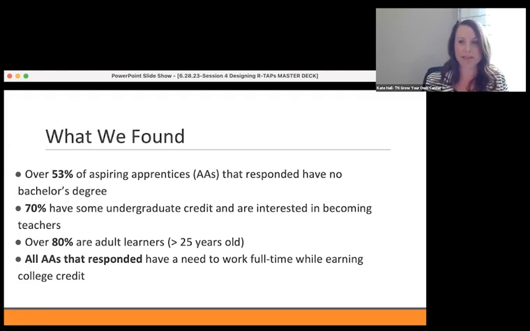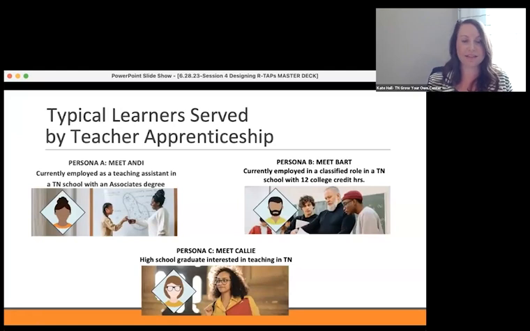53% of our aspiring apprentices in Tennessee do not have their bachelor's degree. 70% of aspiring apprentices have some undergraduate credit and still are interested in becoming teachers. Over 80% are what we classify as adult learners, so greater than 25 years of age. And every single aspiring apprentice that filled out our interest survey responded the need to work full time was critical while also earning their college credit. This data led to the development of 3 key personas for our Tennessee Grow Your Own Center persona work group.